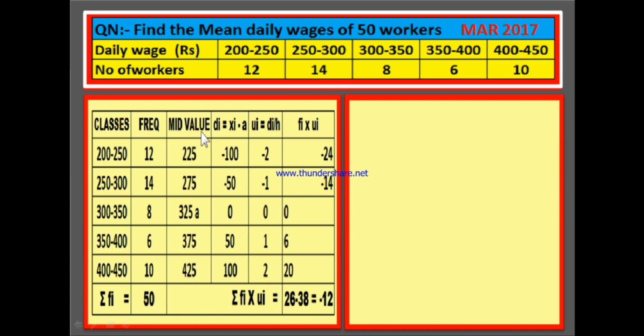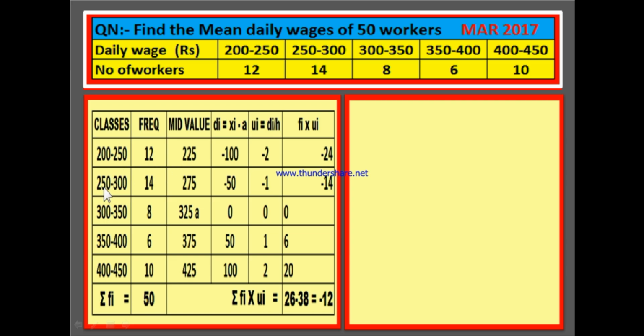Just recollect how to find the mid value of a class. Mid value or class mark, both are the same. Mid value or class mark of a class is nothing but the average of lower and upper boundaries. Lower boundary is 200 and upper boundary is 250. If you add these two, you get 200 plus 250 is 450. 450 divided by 2 is 225. Therefore, the mid value of the class 200 to 250 is 225.